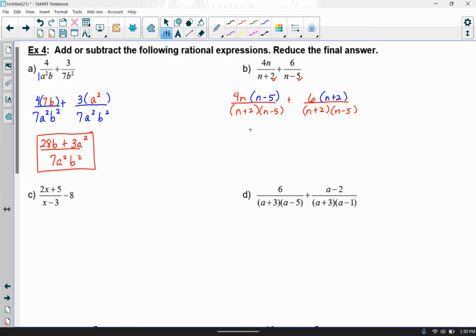So now from here, they have the same common denominator, so I can write that denominator of n plus 2, n minus 5. Then in the first term, I'm going to take 4n and distribute it, so that'd be 4n squared minus 20n. And in the second one, I'm going to take 6 and distribute it through the parentheses, so plus 6n plus 12. All right, so let's keep going here. That would land me at 4n squared minus 14n plus 12 over my denominator.